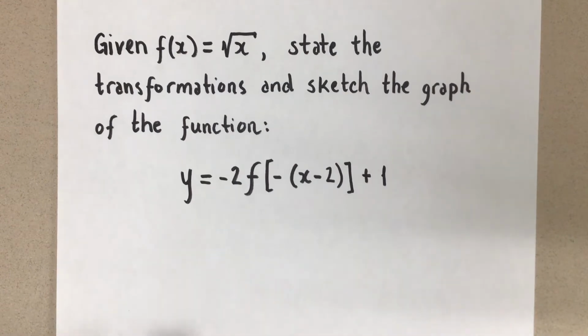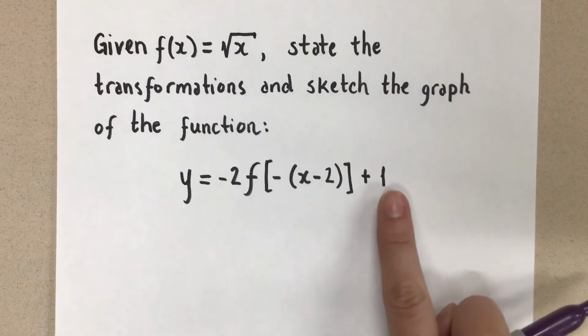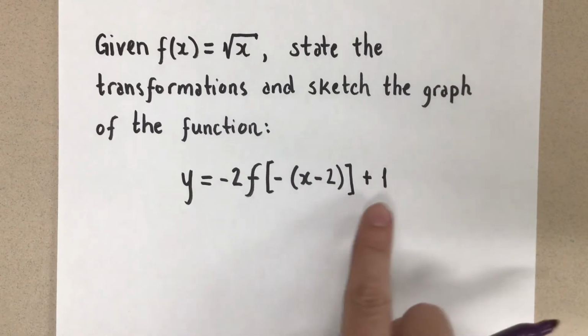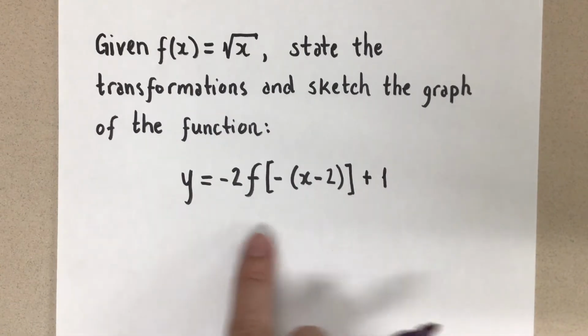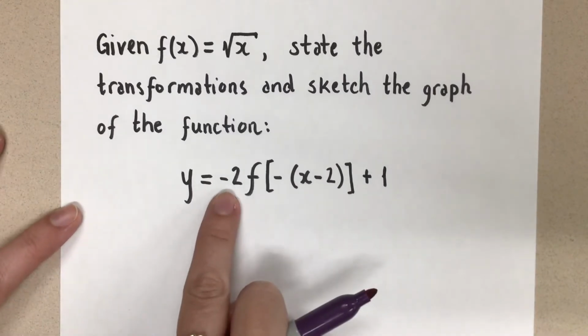All right, so we're going to state the transformations that are given to us here in this function notation, and then we're going to do a rough sketch of the new transformed function. So looking at this equation here, I'm going to pick out all of the transformations like we've talked about in class. So I'm going to start with this one here.